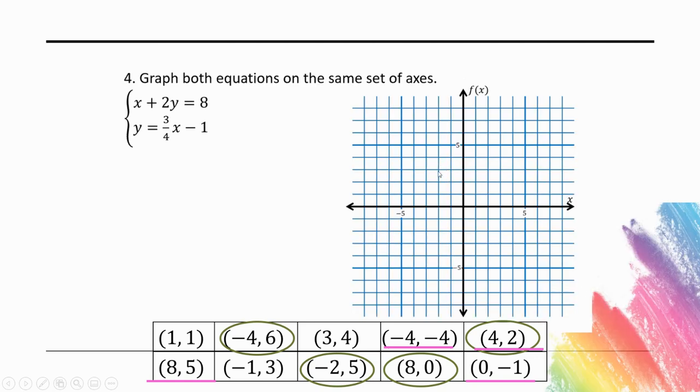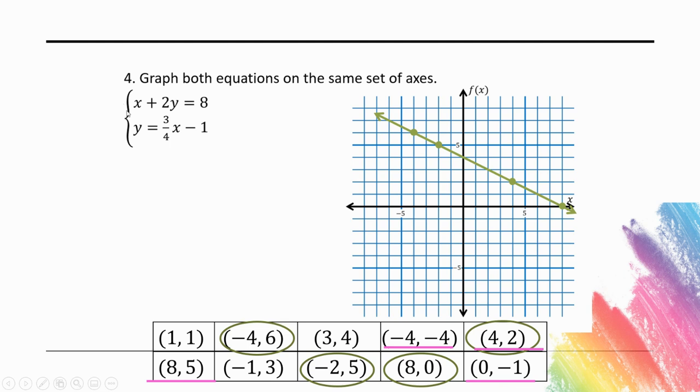Graph both equations on the same set of axes. All right, so our first equation, some of the points that we've found to be on that line are circled in green. So I'm going to go ahead and plot these points because they satisfy the equation. I know they are on the line. So I'm going to plot -4, 6, and then 4, 2, and then -2, 5, and 8, 0. And then I'm going to connect them with a straight edge and have arrows on both sides.